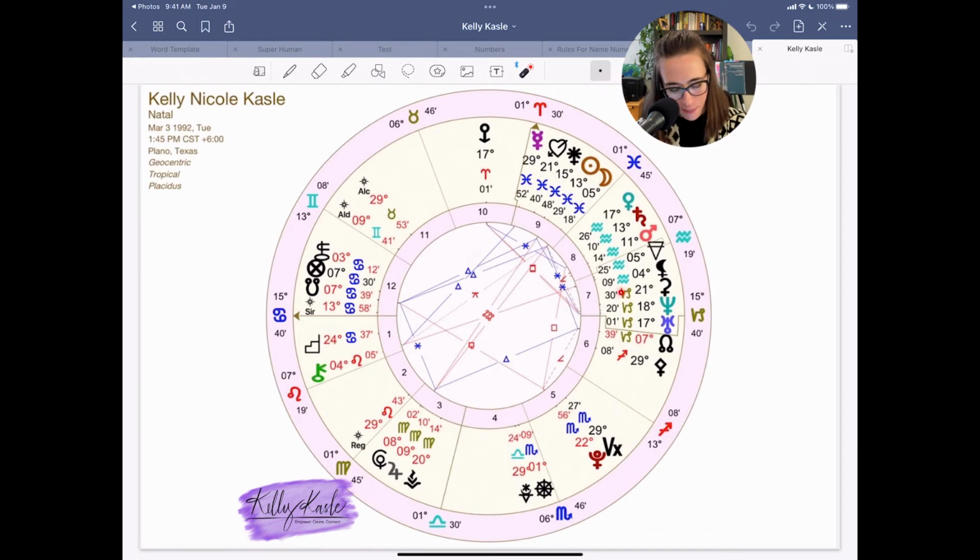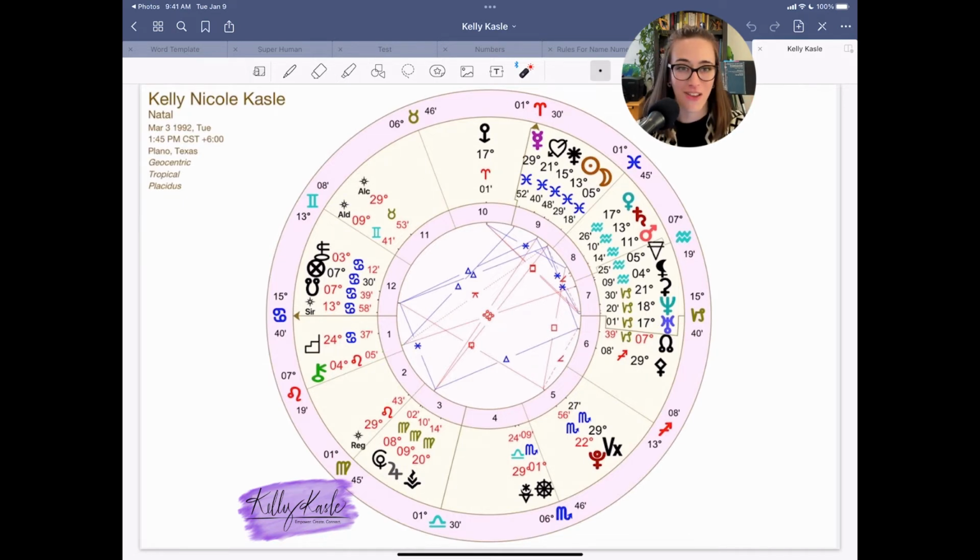So Neptune is our spiritual antenna. It can also show our spiritual gifts, how we channel our clairvoyance, clairsentience, clairaudience, that sort of thing.